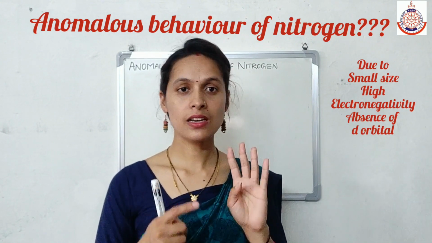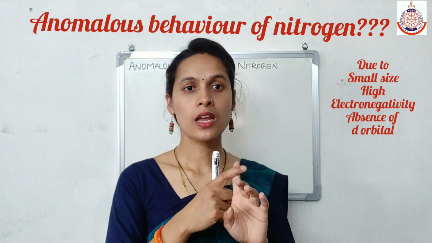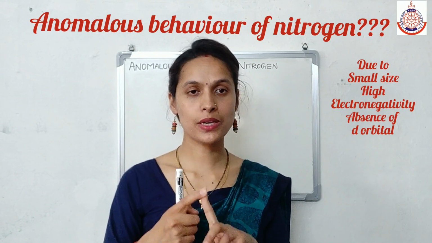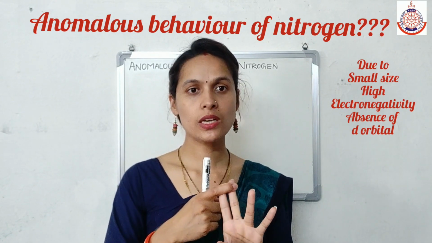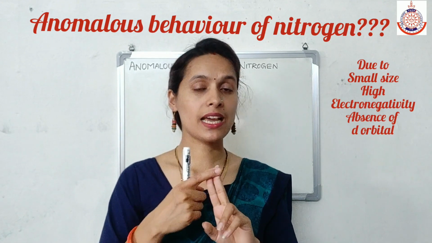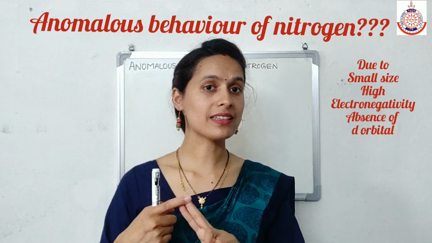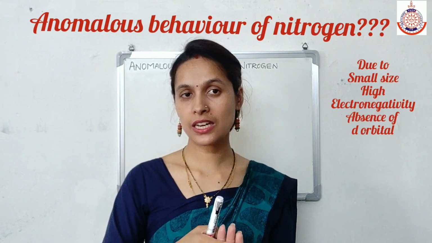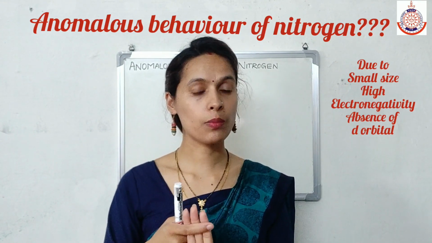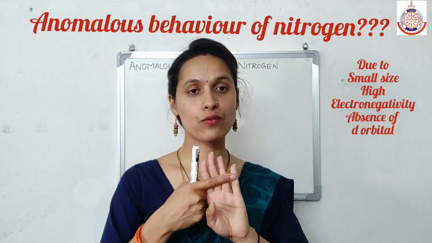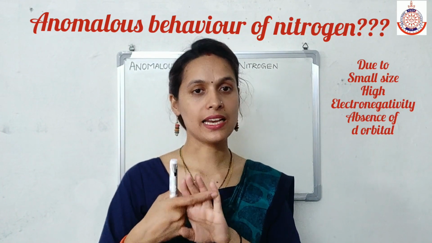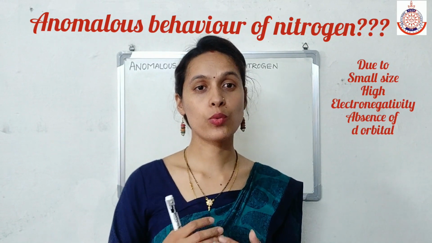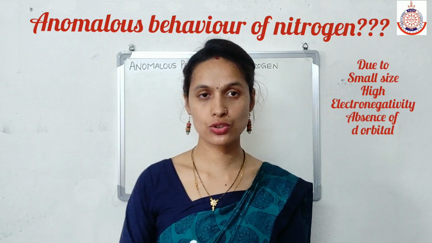What are these reasons? I'm repeating again. First one, the size. The size of nitrogen is very small as compared to the other elements. Second one, its electronegativity. It has very high electronegativity as compared to the other ones. Third one, absence of d orbital in nitrogen, whereas there is presence of d orbital in other elements. And fourth one is its high ionization enthalpy. Now, because of these four reasons, what different properties does nitrogen show?